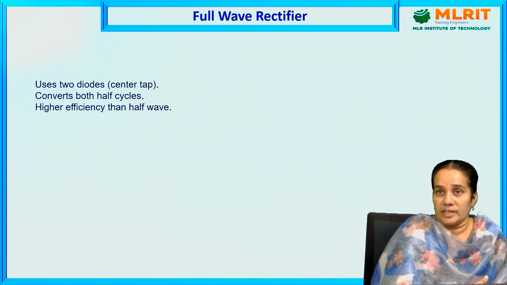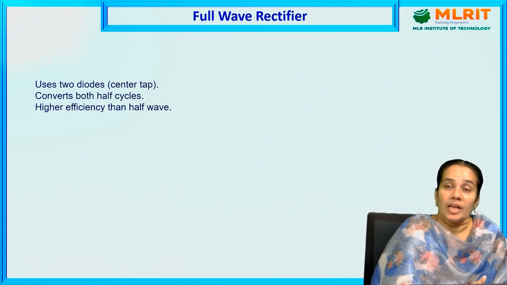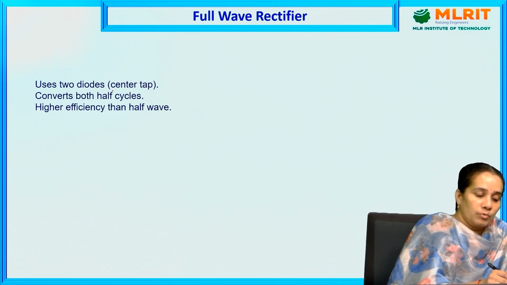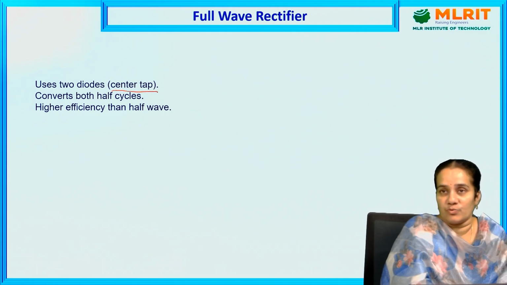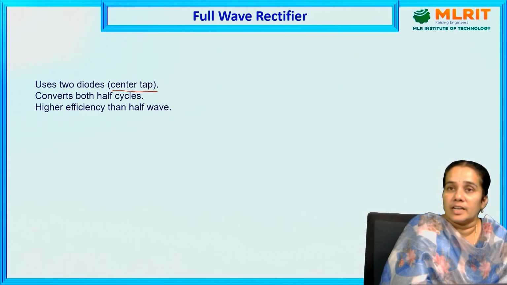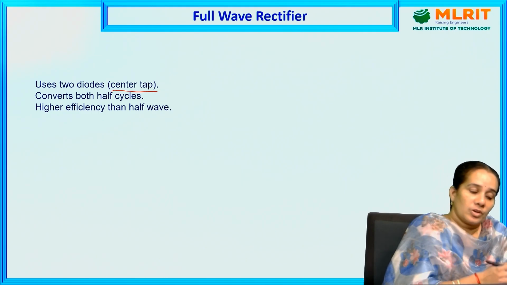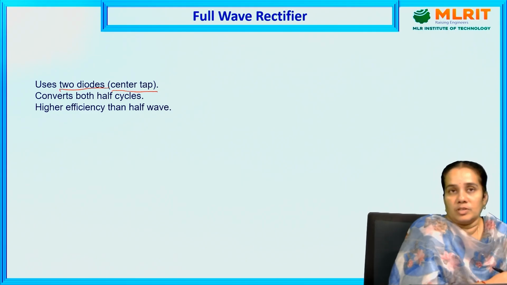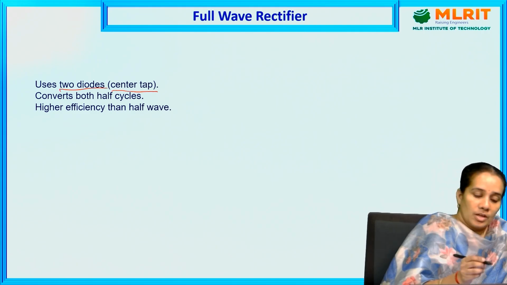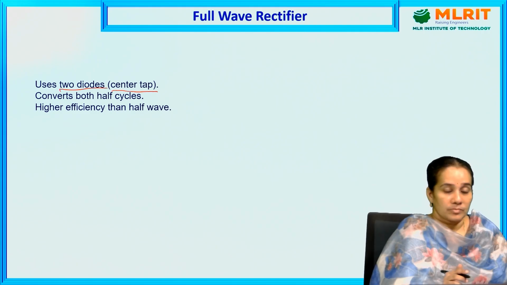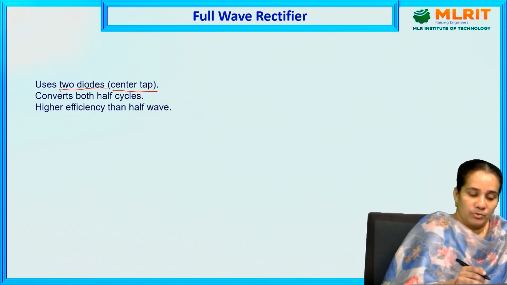In the full wave rectifier, it rectifies both the positive half cycle and the negative half cycle. So the full wave rectifier can be constructed in two modes. The first one is the full wave rectifier with center tapped and the second is the full wave rectifier without center tapped. So first we have to discuss the full wave rectifier with center tapped transformer. Here we are using two diodes. So let's see the circuit diagram for the full wave rectifier.